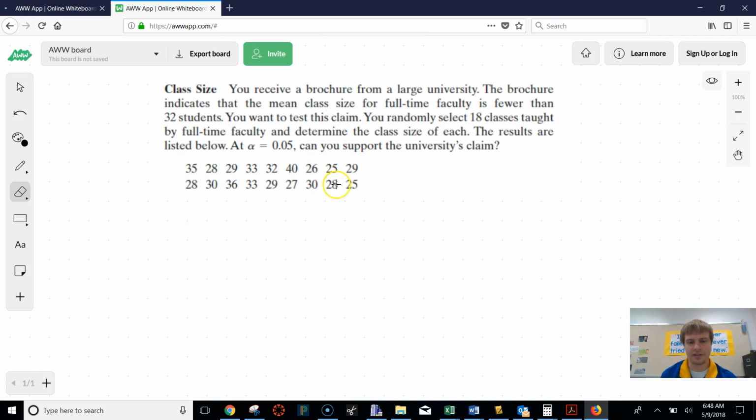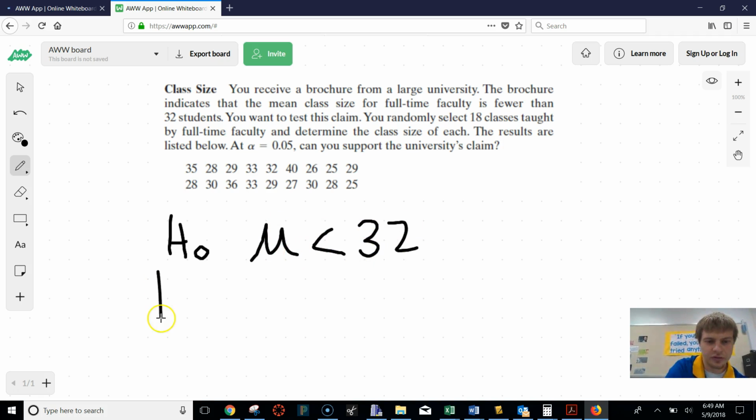Okay, so now we have a list of data. I'm going to show you how to do this one. So a brochure basically says the mean class size is fewer than 32 students. So we've been told that our original hypothesis is our mean is less than 32. So our alternative hypothesis is that the mean is greater than 32.